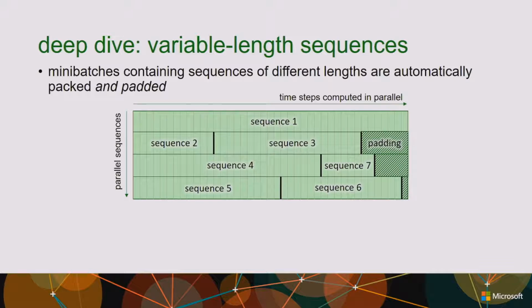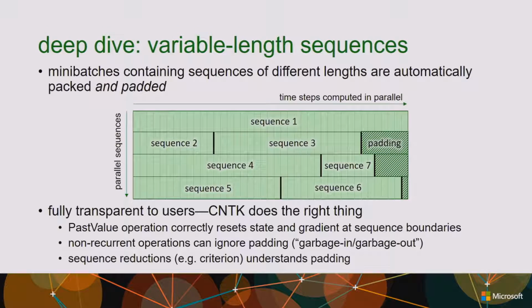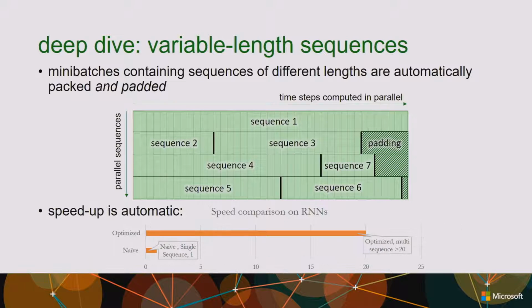And yeah, you're computing a little bit of garbage in the padding area, but it's garbage in, garbage out. You know how to ignore it later, and that is much more efficient than doing it in little pieces and trying to avoid computing this. So CNTK basically does this for you. This is fully transparent to you, and you don't actually need to know how that works or that this even exists. And you get the speed up from this automatically.